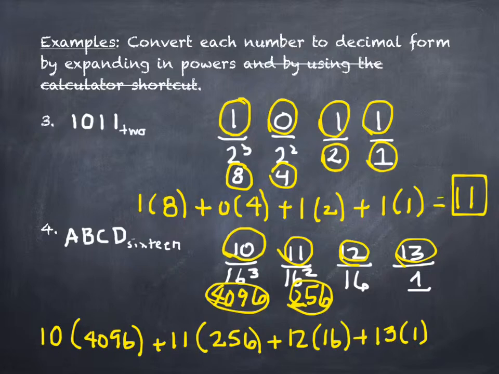I suspect you'll want to grab a calculator, because this is a rather large number with a lot of multiplication and addition, not just like the 2's we had above, right? What do you get? 43,981. So ABCD base 16 is 43,981 in our base 10.